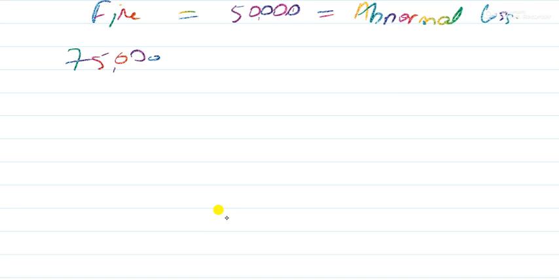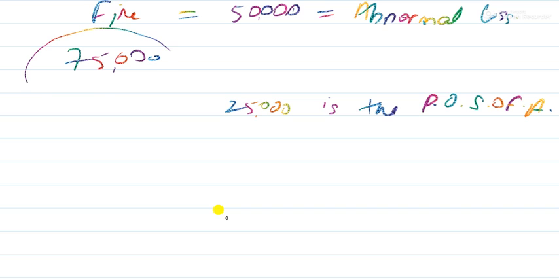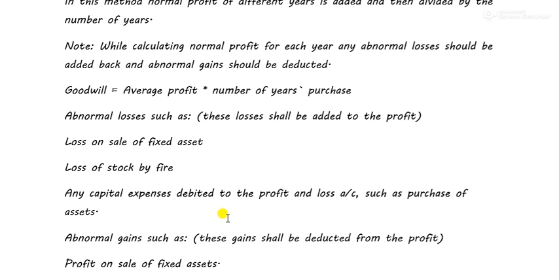75,000. Now in the sums they have given information that 25,000 is the profit on sale of fixed asset, and this 25,000 is included in this. Whenever they give you any information about the profit, it is included in this. So in this 75,000, 25,000 is included. So we will deduct 25,000 and 50,000 will become my normal profit. So we have deducted the abnormal gains.